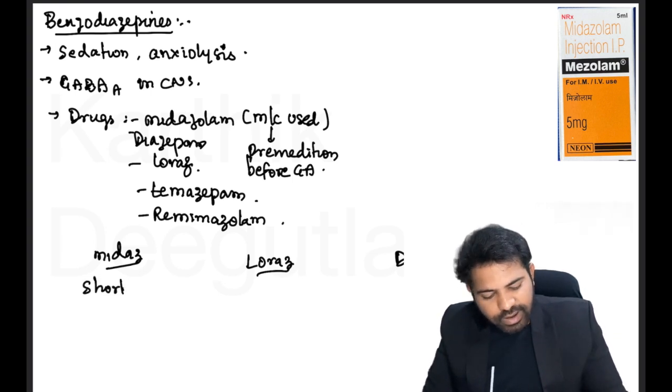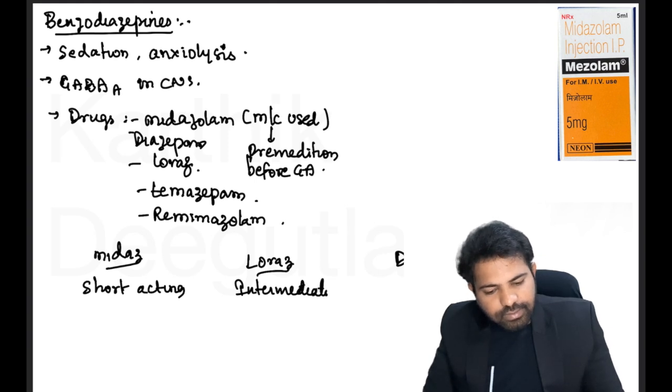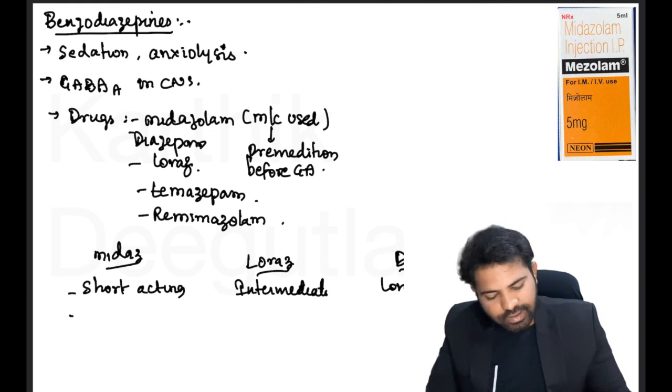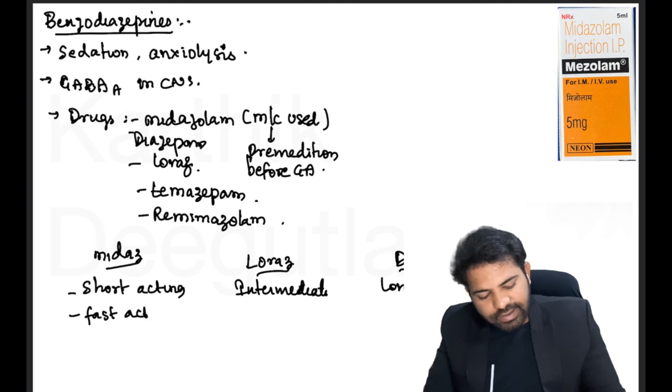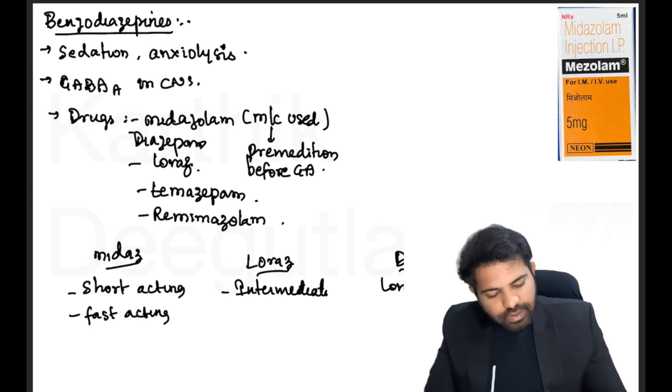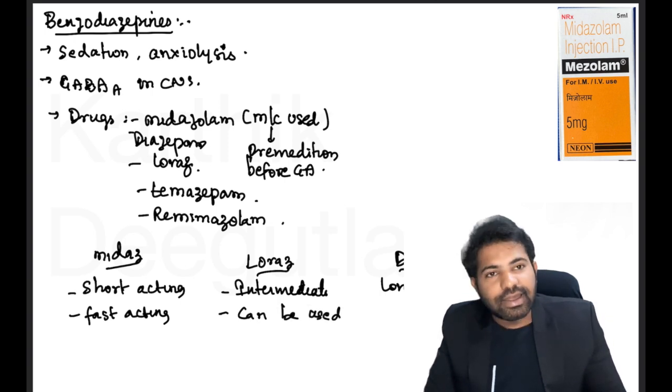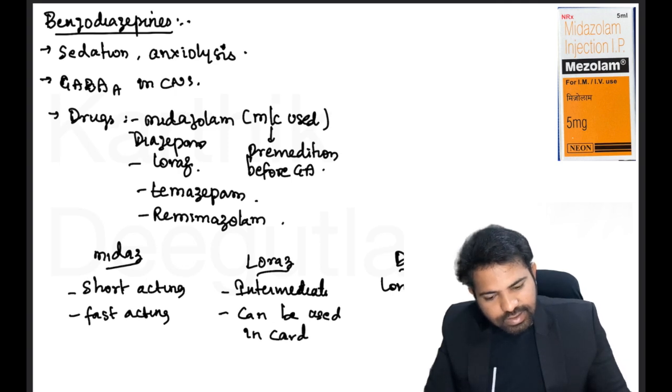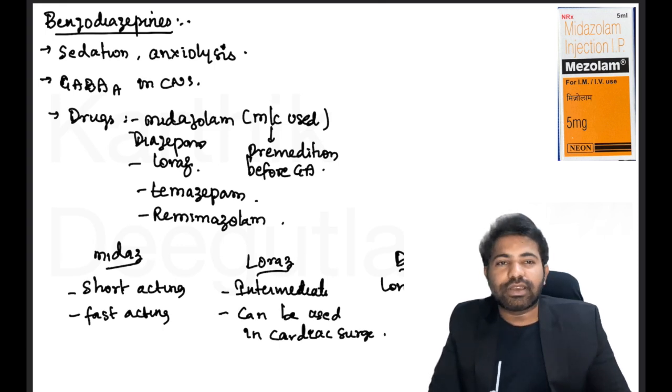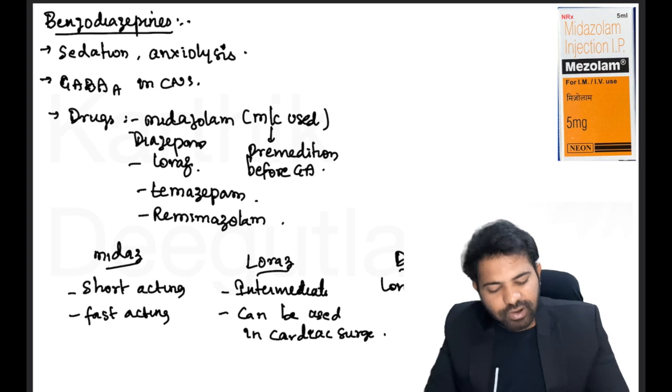So midazolam is a short-acting drug. Lorazepam is an intermediate-acting drug. And diazepam is a long-acting drug. Clear? And midazolam is short-acting and fast-acting. Lorazepam can be used in cardiac surgery. Why? Because it causes prolonged anxiolysis, not short-acting like midazolam.